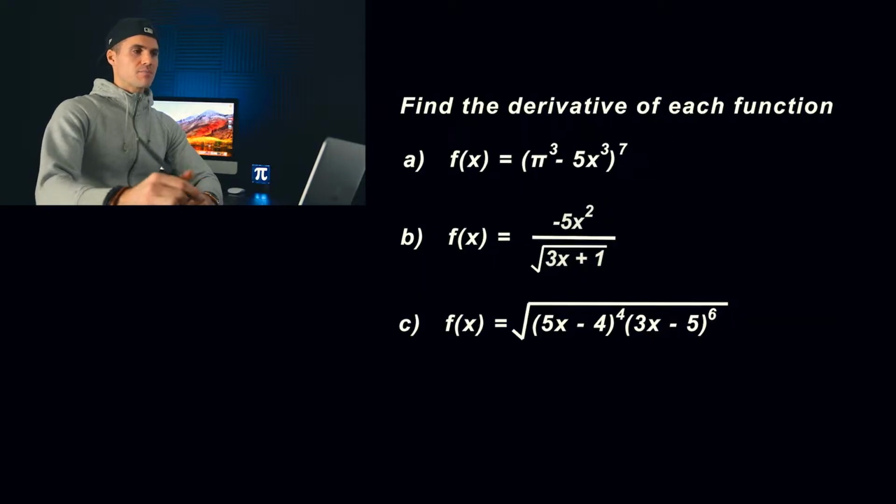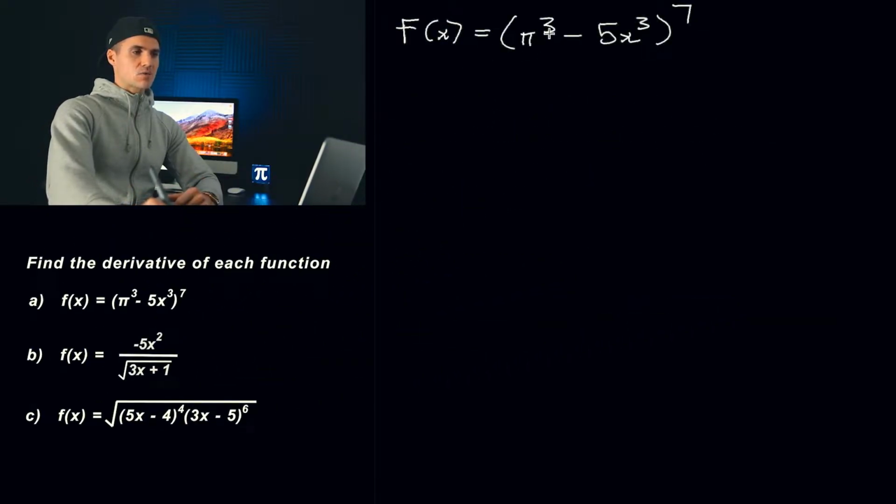So this first function, we have f of x equals pi to the power of 3 minus 5x cubed, to the power of 7. Notice, what's the outer function? It's this power of 7 here. And then we have this inner function, pi to the 3 minus 5x cubed. So what would the derivative here be?